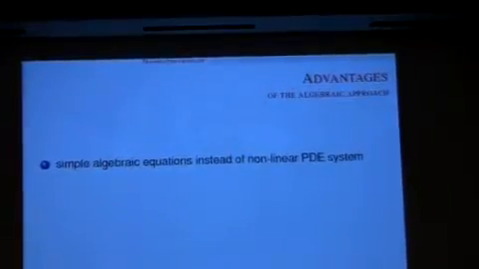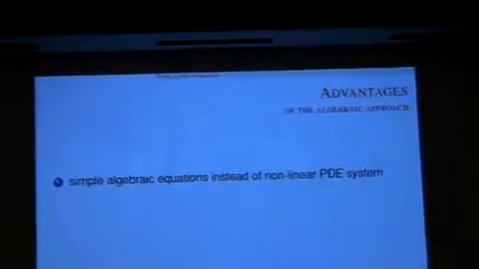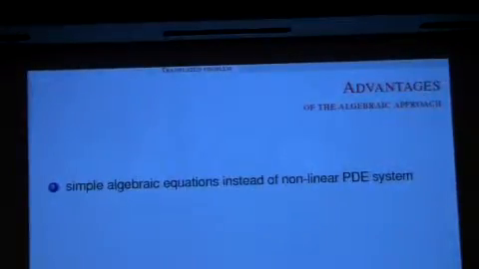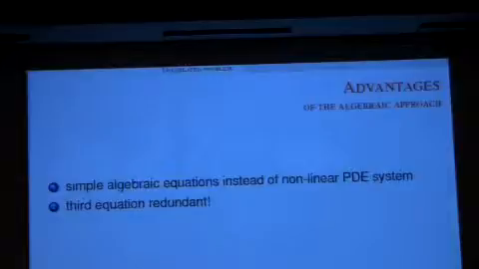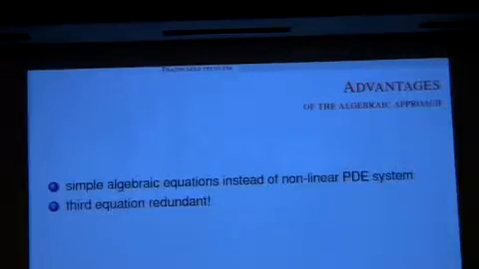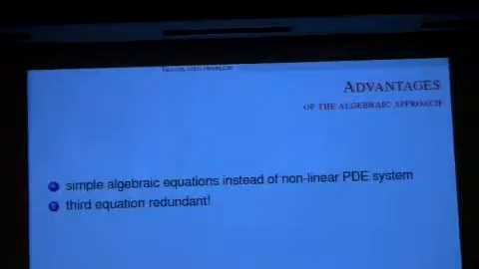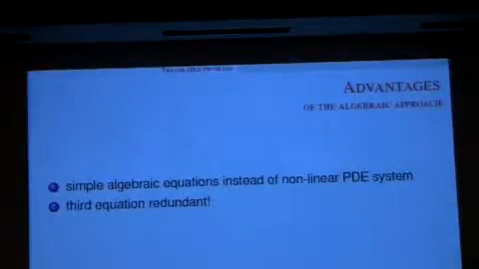Okay, why is this better than the initial system? Well, first of all, it's algebraic equations. So we have replaced a system of partial differential equations by purely algebraic equations. You might have observed that there was a third equation missing. And in fact, in the constant curvature case, we can prove algebraically that the third one is a consequence of the first two. So the system is simpler.